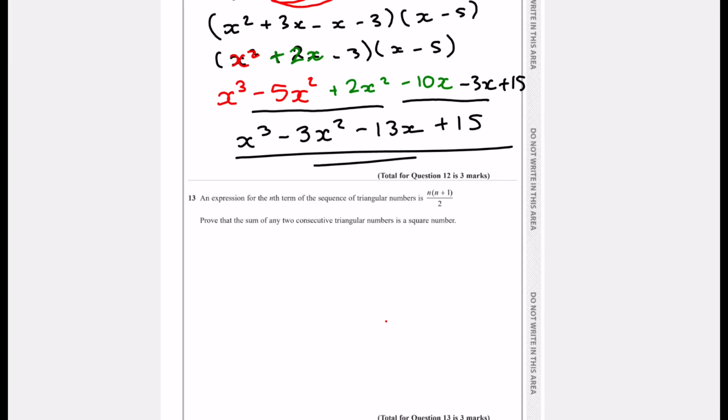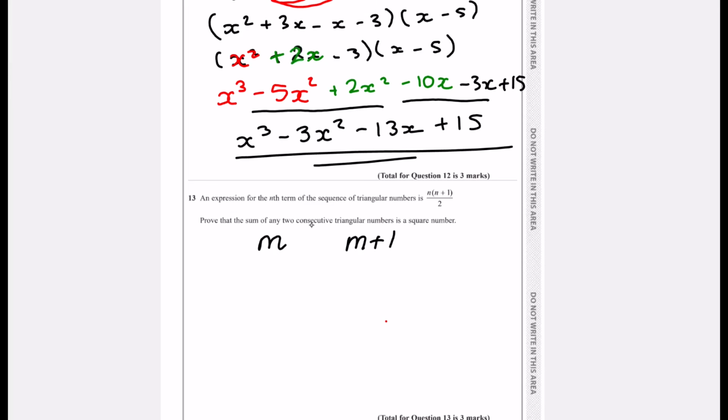Question 13. An expression for the nth term of the sequence of triangular numbers is n times n plus 1 over 2. Prove that the sum of any 2 consecutive triangular numbers is a square number. So if we have a number we're putting in here, let's call it m. The next number, the one after it, is going to be m plus 1. So our 2 consecutive numbers we can call m and m plus 1.